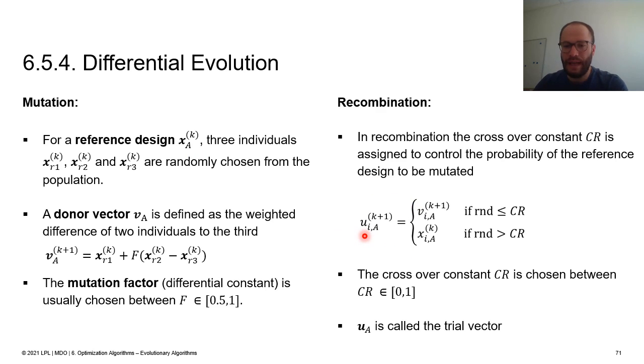With respect to this random number generator, it could happen that the trial vector is the same as the donor vector, but it could also happen that the trial vector is equivalent to the reference design, or of course some mixture of it. The crossover constant can be chosen between 0 and 1. Out of this, the trial vector is created for the whole population, UA. So you do that with all individuals of the population.